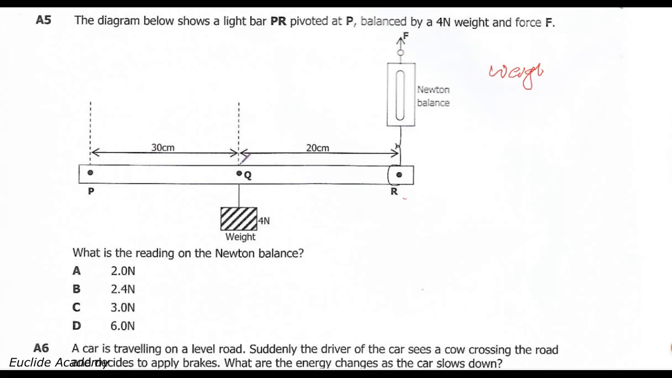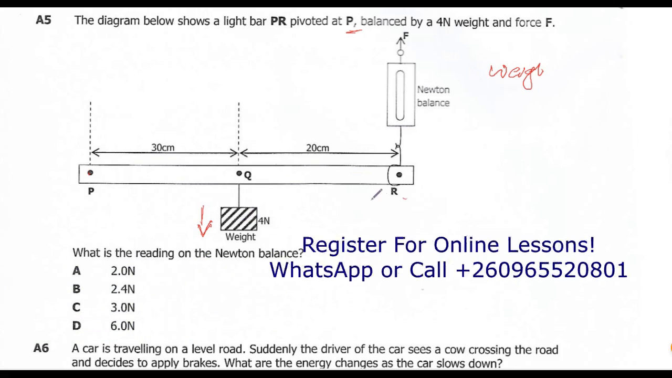So first of all, where is the pivot? We say light bar pivoted at P, so this is where the pivot is. Pivot is here, balanced by a 4 Newton weight. So where is the weight? This is the weight right here. The action of the weight, is it downwards or upwards? We see this should be downwards, right? This is pushing this bar downwards, like this.